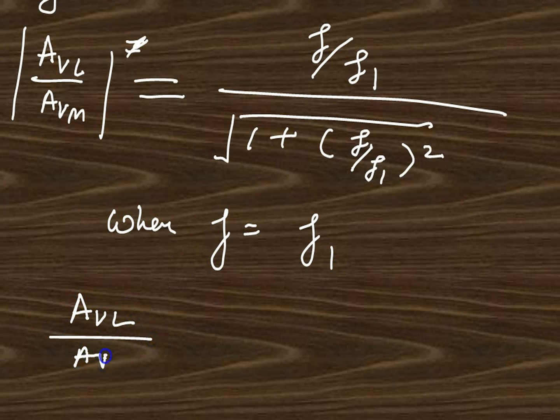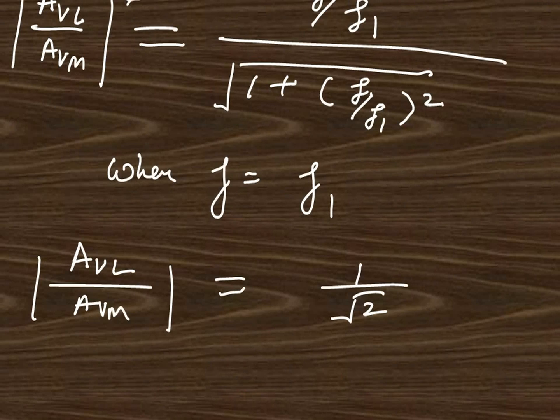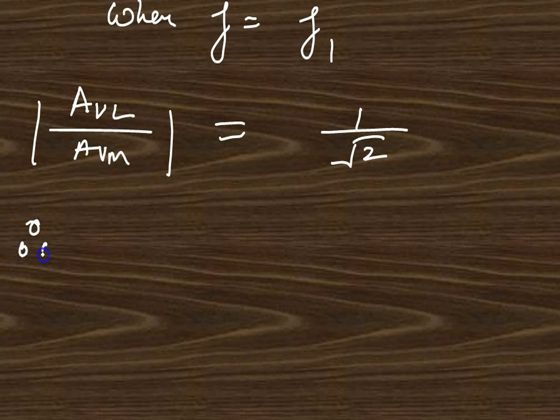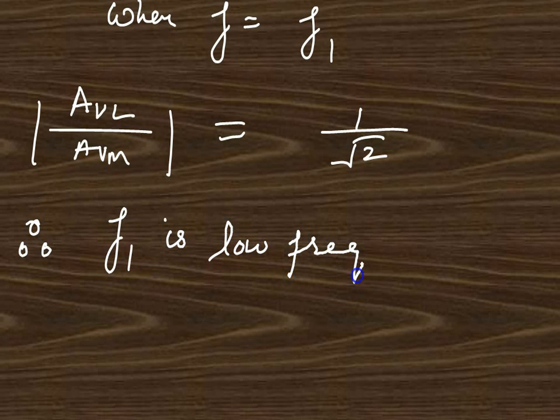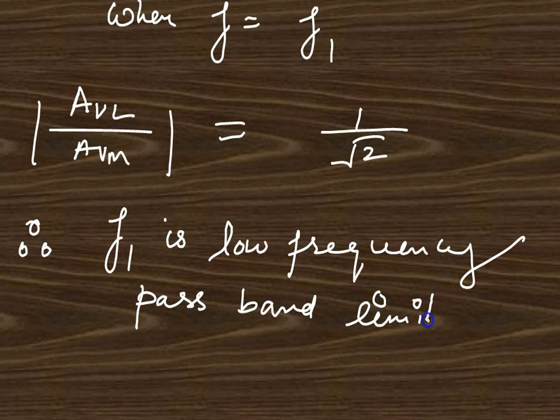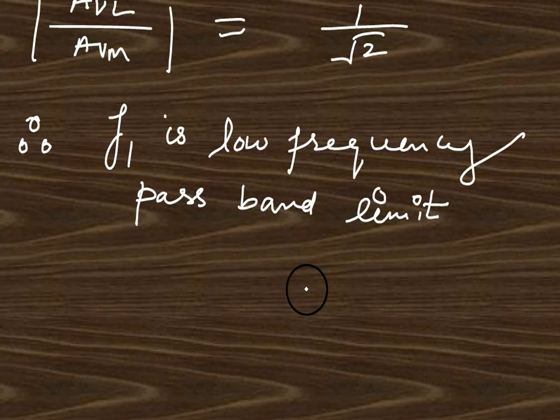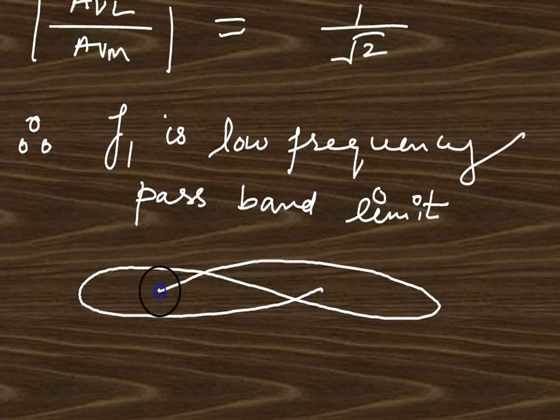Now if we let F equal F1, the voltage gain at the low frequency becomes 1 over root 2 times the voltage gain at the mid frequency. This is the definition of the low frequency F1, the lower edge of the pass band.